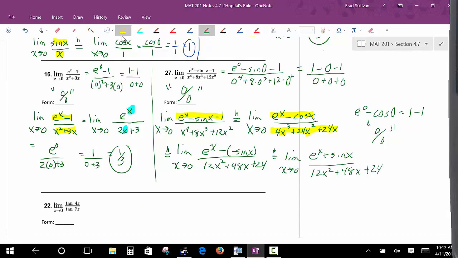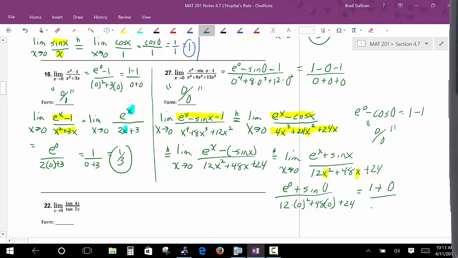Okay, now look at the denominator. The denominator is going to be what in your head? 24. Okay, so that's good. The numerator is going to be e to the 0 plus sine of 0, so I think we're good. So what we're going to go ahead and do is work out the arithmetic. So we have e to the 0 plus sine of 0 over 12 times 0 squared plus 48 times 0 plus 24. Okay? So what's the numerator going to be? 1 plus 0. The denominator is going to be 24. So, believe it or not, the value of that limit is 1 over 24.